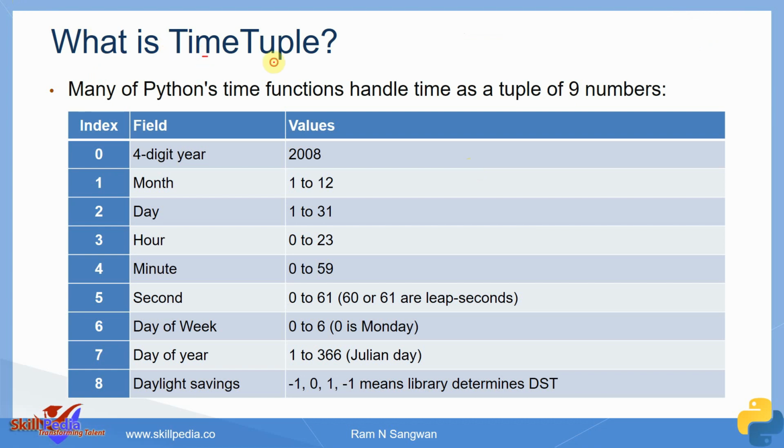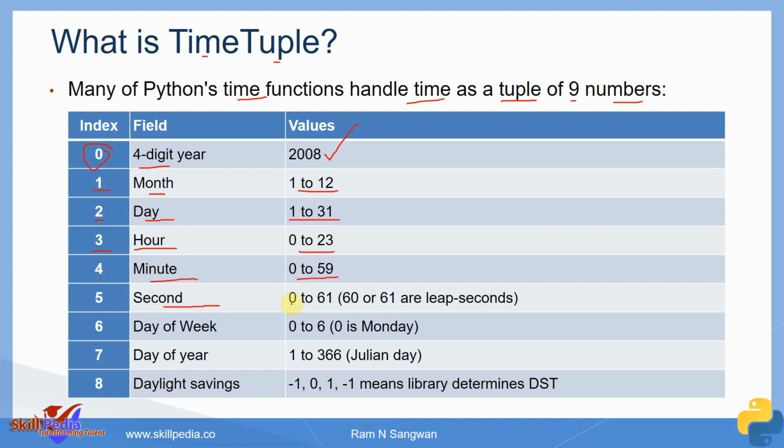What is a time tuple? Many of Python's time functions handle time as a tuple of 9 numbers. The first number at index 0 is the 4-digit year, like this. Then month, from 1 to 12. Third value is day, from 1 to 31. Fourth value is hour, 0 to 23. Then minute, 0 to 59.